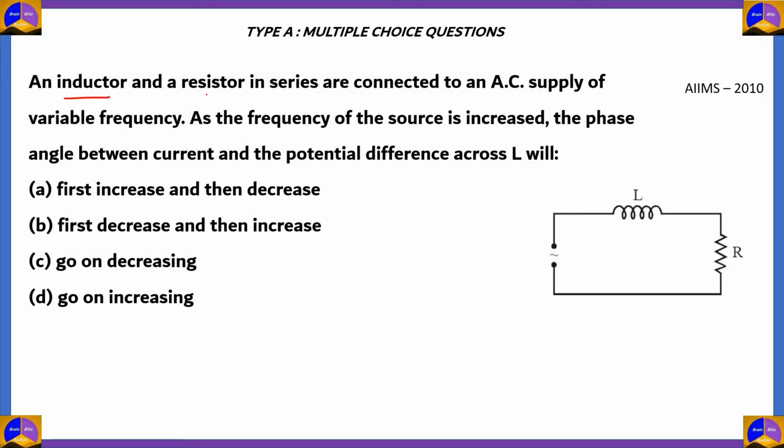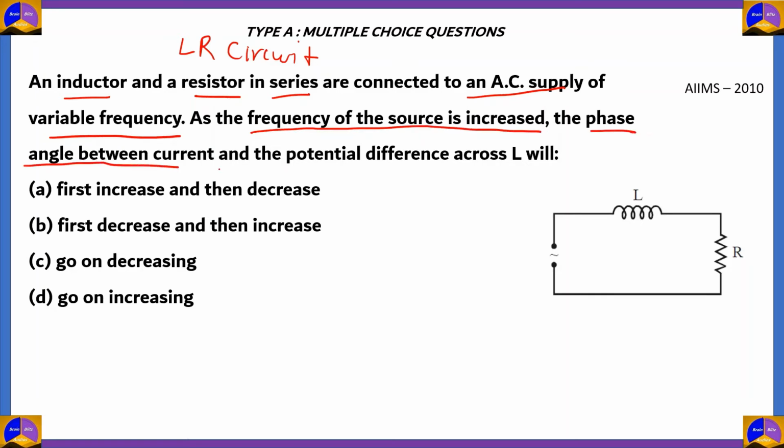An inductor and a resistor are in series. So this is again an LR circuit question. They are connected to an AC supply of a variable frequency. We don't know the EMF. We don't know the frequency. The question is, as the frequency of the source is increased, the phase angle between current and the potential difference across the inductor will: decrease; increase and then decrease; decrease and then increase; go on decreasing; go on increasing.